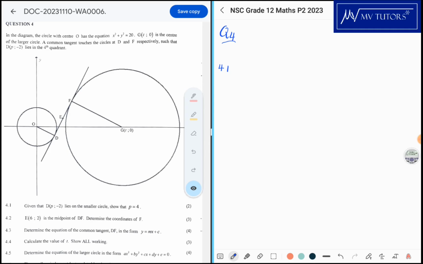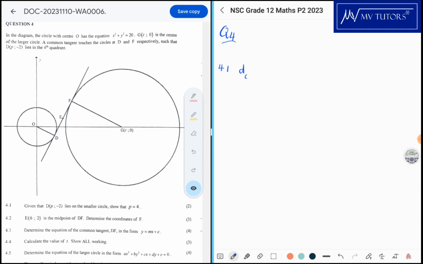Okay, so if D lies on the smaller circle, as we can see, show that P is equal to 4. So what I'm going to do is get the distance of OD, which has already been given. If I use the distance formula to get OD, my only unknown in this case will be P. All right, so let's just go ahead and do it.